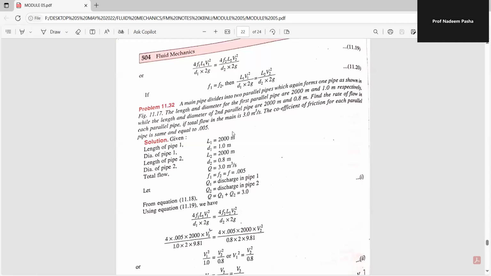Now, using the equation for pipes in parallel, 4F1 L1 V1 square by D1 into 2g is equal to 4F2 L2 V2 square by D2 into 2g. With F1 equal to F2 equal to F, 0.005, into L1 which is 2000, V1 square divided by D1 which is 1, 2 into g which is 9.81. Similarly, 4 into 0.005 into 2000 into V2 square by 0.8 into 9.81.